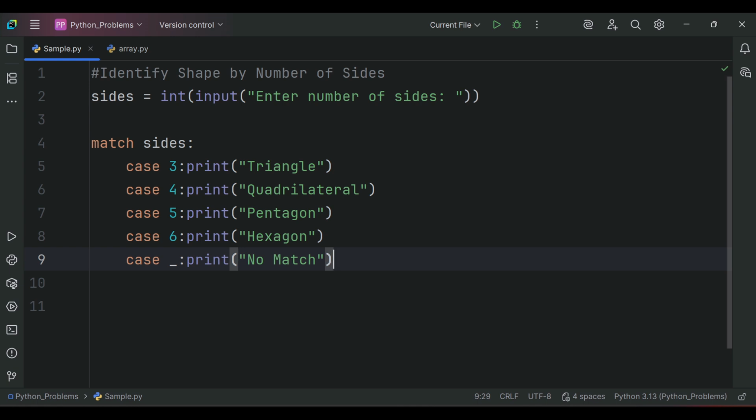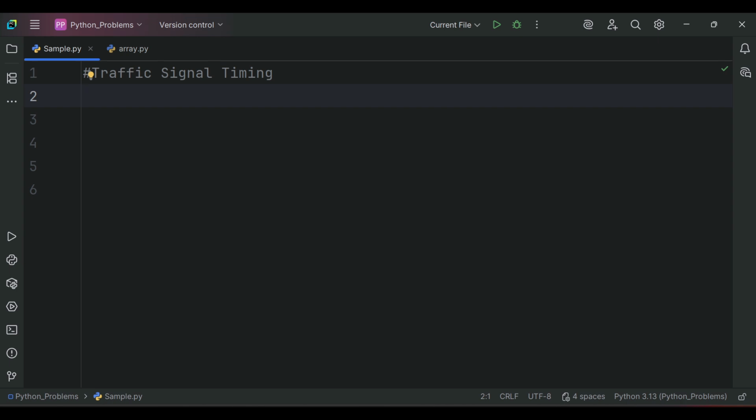Now let's dive into another problem, friends. See the fourth problem: traffic signal timing. Traffic signal timing means when we are in traffic, based on the time, it will change: some time for the green light, a few seconds for the yellow light, and a few seconds for the red light. How it changes, we have to calculate roughly. Let's have a look here.